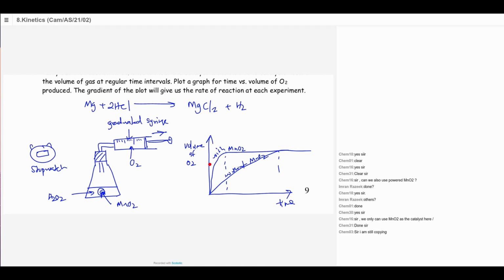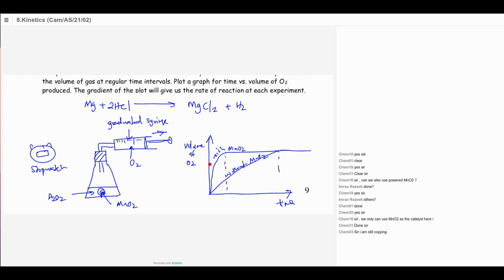You will notice with a higher concentration, you get a greater gradient. The reaction completes in a shorter time, which means the rate of the reaction is increased with increased concentration. We know the reason: as the concentration increases, the number of particles, the number of molecules in a given unit volume, increases. So when that is increased, the frequency of the collisions, that is the effective collisions per second, increases. As the frequency of the collisions increases, the rate of reaction increases.